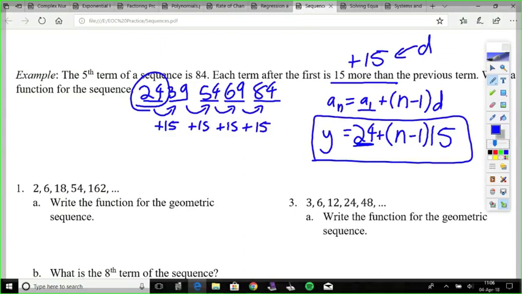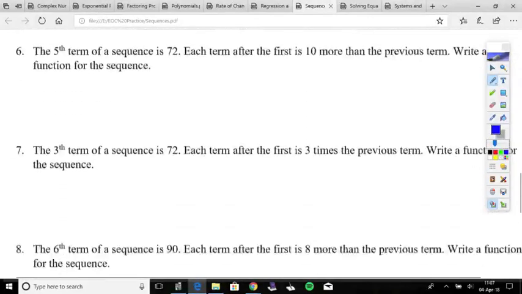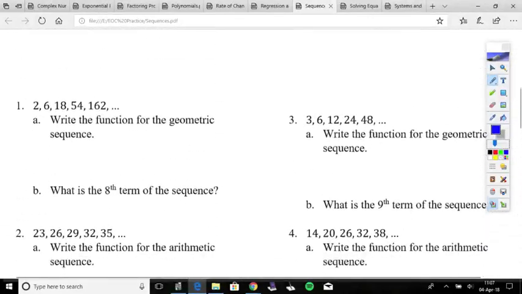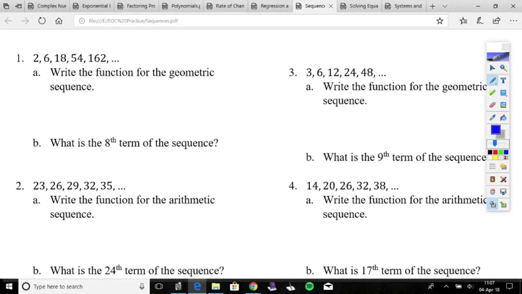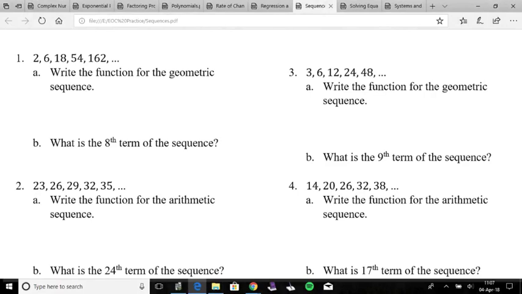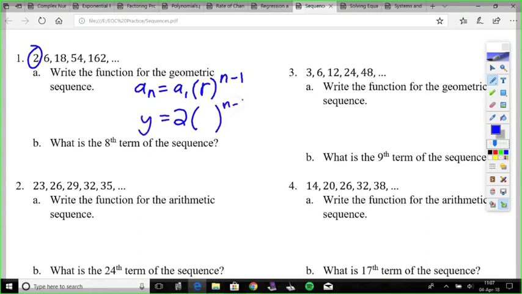Okay? So let me see if there's anything else different here. No, I'll probably just do one of these. Write the function for the geometric sequence in number 1. So it's already telling us it's a geometric sequence. So I know it's the formula a of n equals a1 times r to the n minus 1 power. Again, all I need to know is what a1 is and what r is. A1, as you can see, it's 2. That's kind of given to us, right? And then now all I need is the r value.